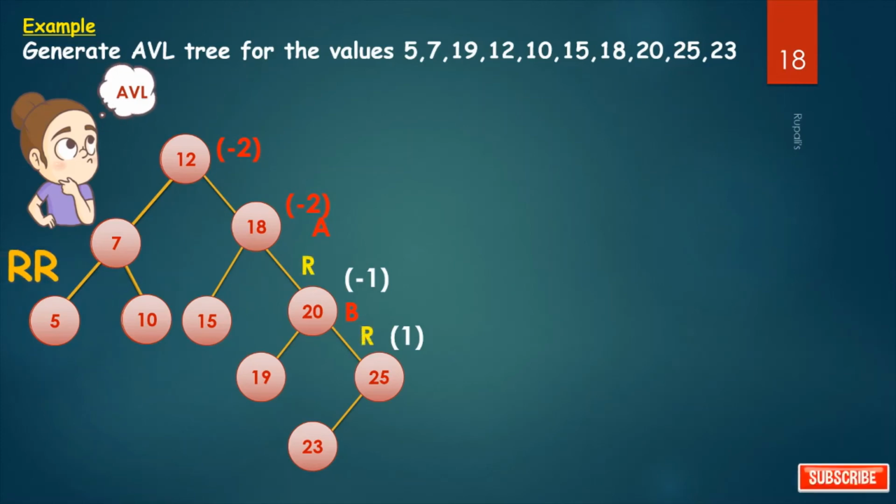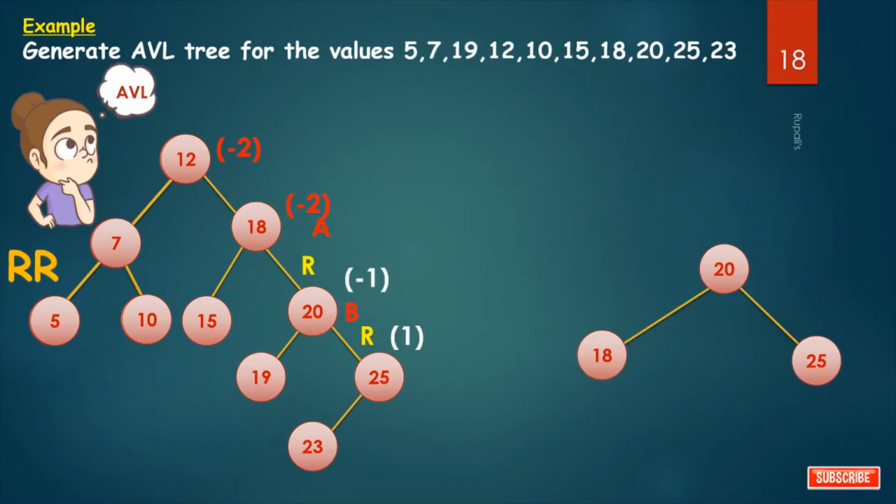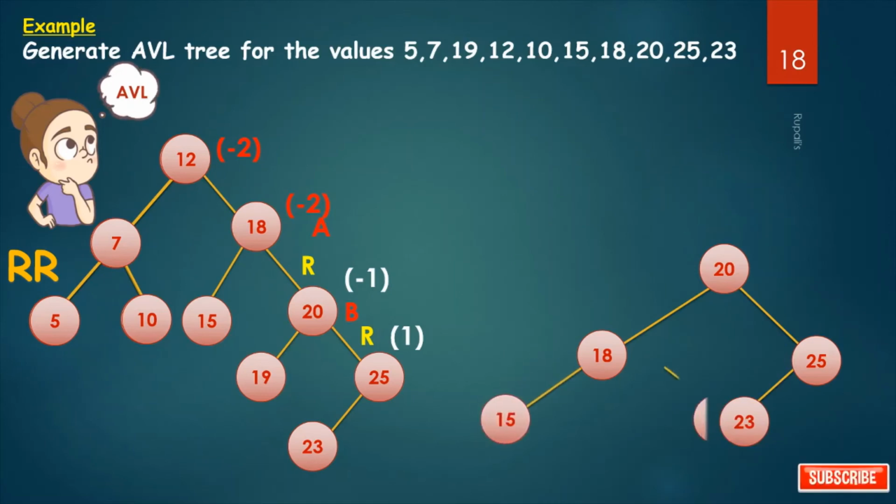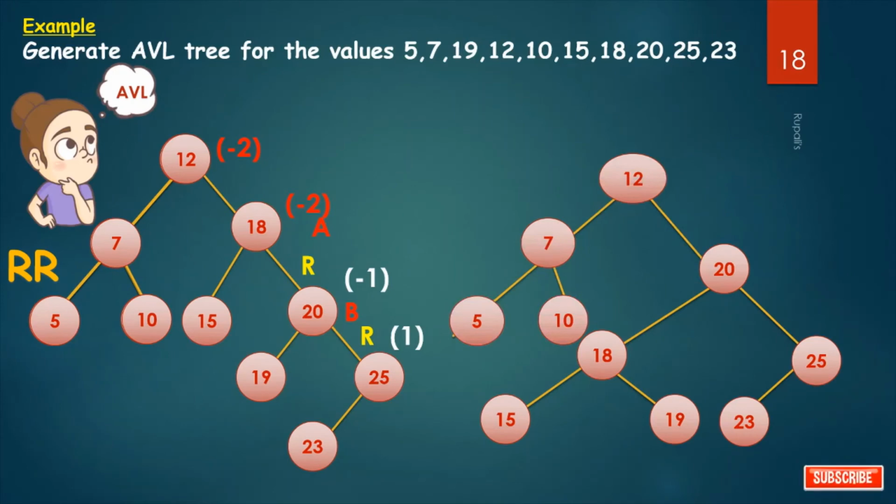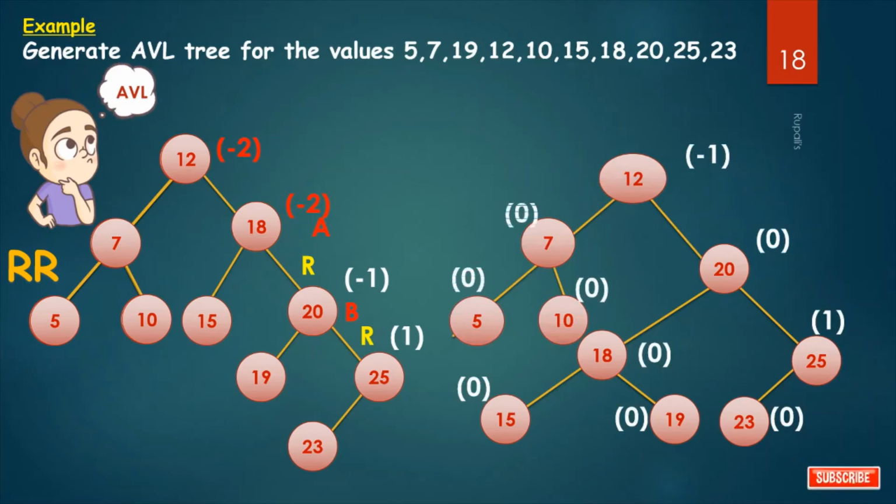In case of RR rotation, identify A and B, then make A a child of B. So B is the parent node, A is the child of B, and right of 20 it is 25, and rearrange the whole tree. Left of 25 it is 23, then rearrange the whole tree. So now see the balance factor. See, our tree is balanced now. So this is our required AVL tree.